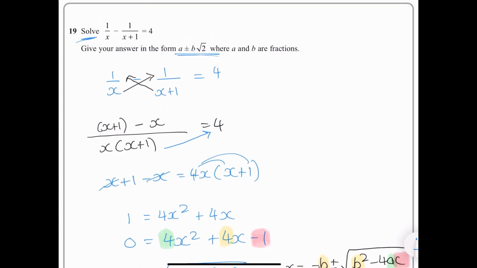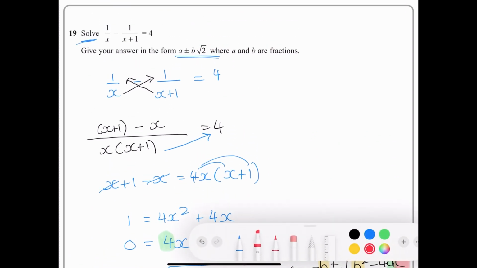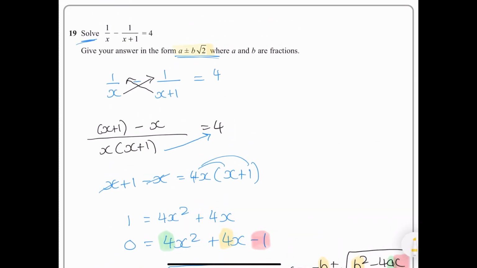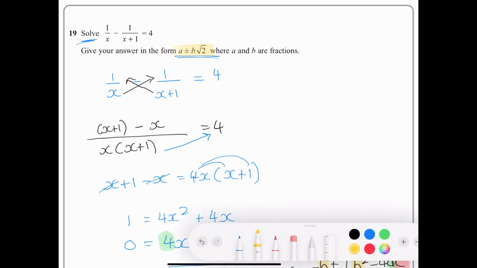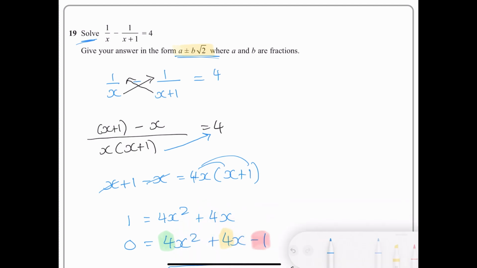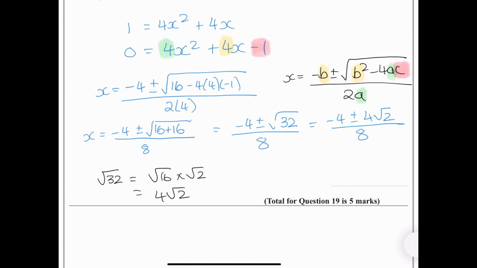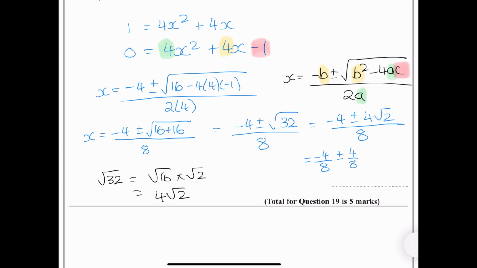Right, I need to split it up though, don't I? Because I'm not okay leaving my answer like that. At least I've got the root 2 though, so that's good. Okay, splitting that up, I've got minus 4 over 8 plus or minus 4 over 8 root 2. So first fraction ends up being minus a half. So I've got minus a half plus or minus a half of root 2. And that is my final answer.